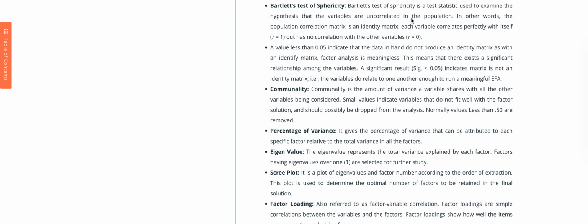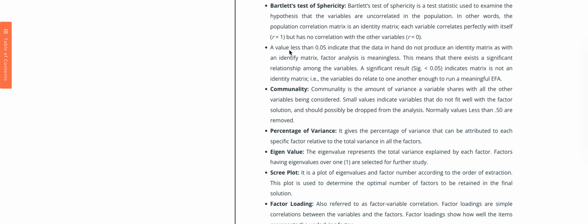Second, Bartlett's test of sphericity. Bartlett's test of sphericity is a statistical test used to examine the hypothesis that variables are uncorrelated in the population. In other words, the population correlation matrix is an identity matrix. Each variable correlates perfectly with itself.